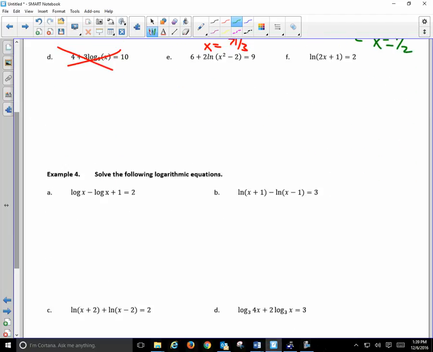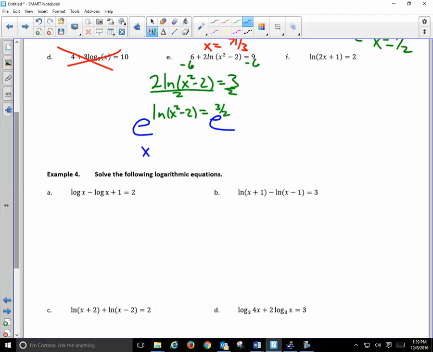What about 6? What do you do first? Subtract the 6. 2 natural log of the quantity, x squared minus 2, is equal to 3. Now what? Okay, divide by 2. Natural log of x squared minus 2 is 3 halves. I need to get rid of the natural log. I really don't like it. Base e. Boom. Get x squared minus 2 is equal to, I don't know what e to the 3 halves is, but my calculator does.